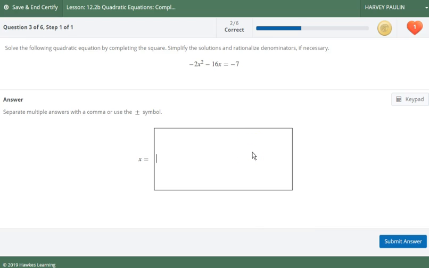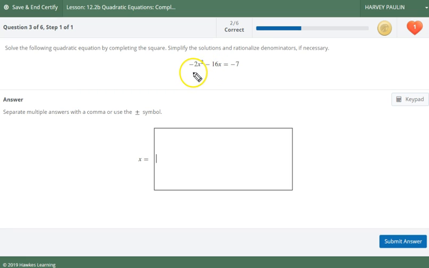Now, this one is in section, as we can see here, 12.2, quadratic equations in which we are asked to complete the square. So, take a moment to write it down. And then, let's see what we can do with it.